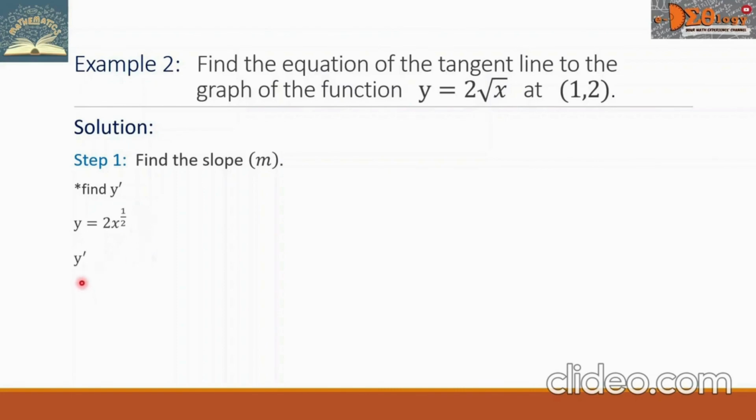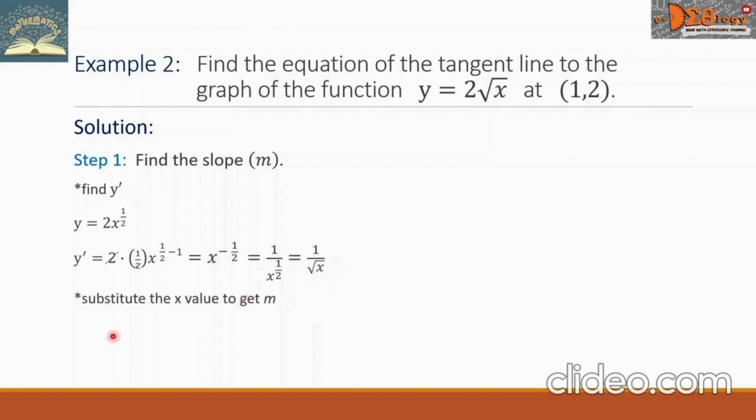Then we take the derivative. So we have 2 times 1/2 times x, that is raised to the power 1/2 minus 1. And then we can simplify, we can cancel this 2 with the denominator 2. And for the x, with negative 1/2 power, we can rationalize the negative exponent. So we have 1 over x raised to positive 1/2. And in the denominator, we return the radical. So we have 1 over square root of x.